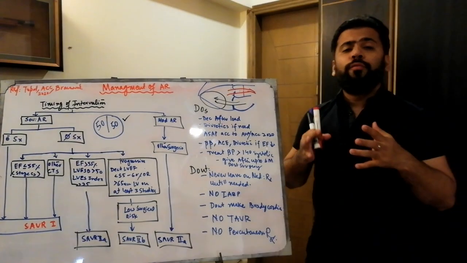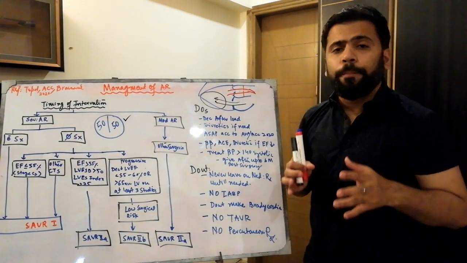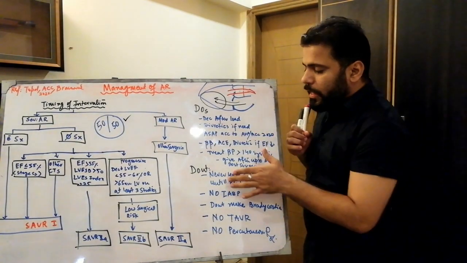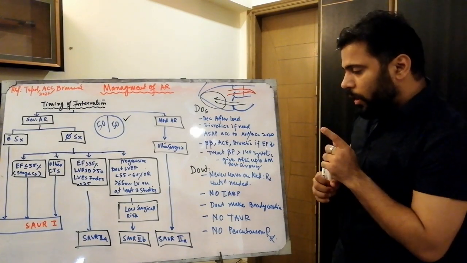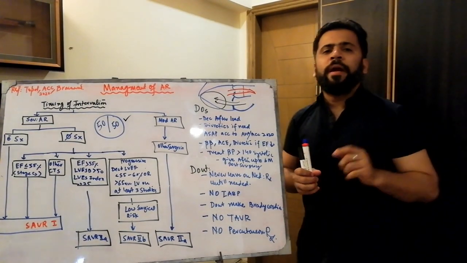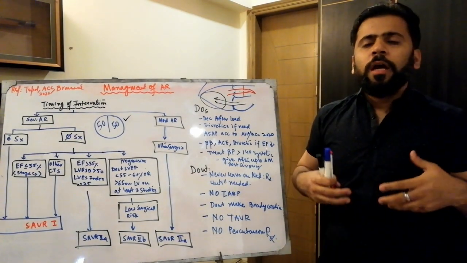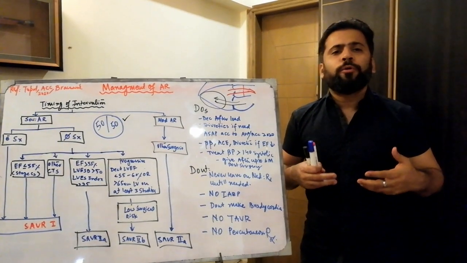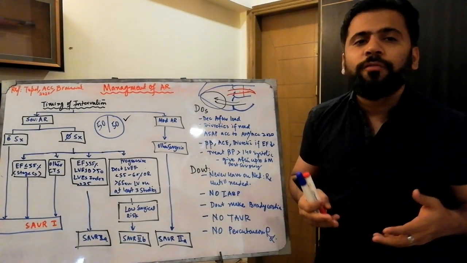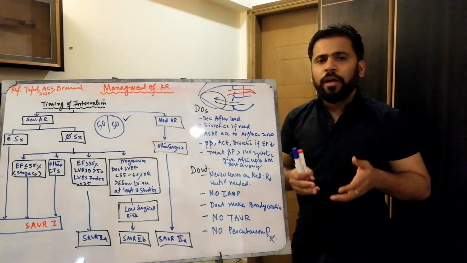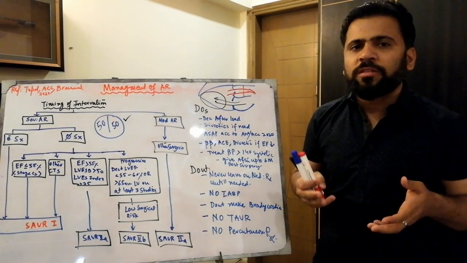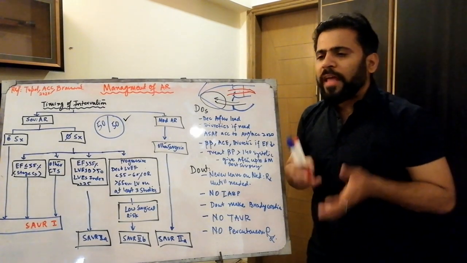Now come to the don'ts. What are the things we are supposed not to do with AR? Number 1: never ever leave your patient on medical treatment in the expectation that the progression of the AR will decrease or your patient will get better. No, never ever. The mortality will be increased if your patient is symptomatic and has severe AR.